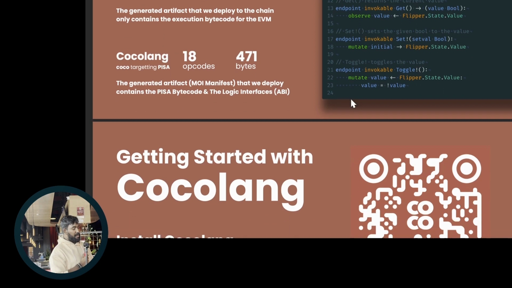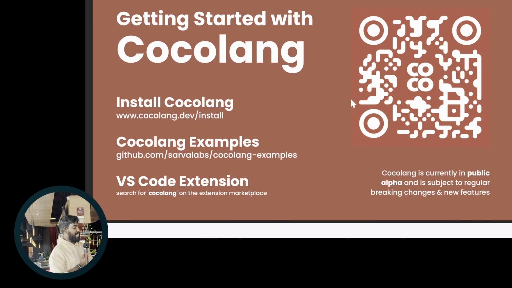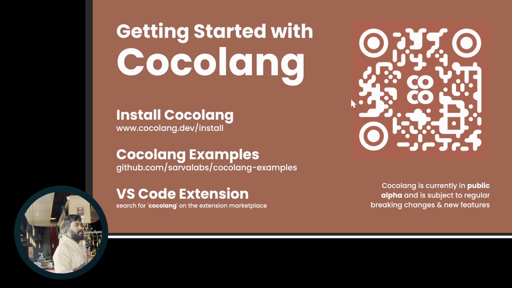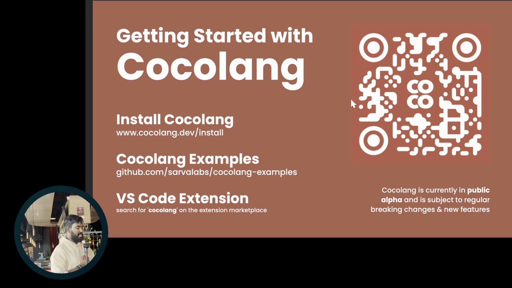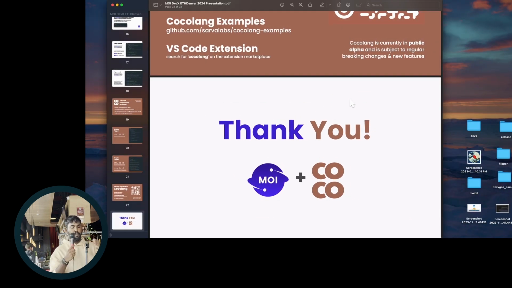So I'll show you what the manifest looks like when we start developing on Coco. Like I said, you can get started with Coco today. You can head to cocolang.dev, get it installed, and code along if you're interested. There's also a VS Code extension you want for syntax highlighting and basic error handling. Just type in cocolang and you should be able to get the extension. I'll show you what the live coding looks like in a second, but before that, does anybody have any questions?